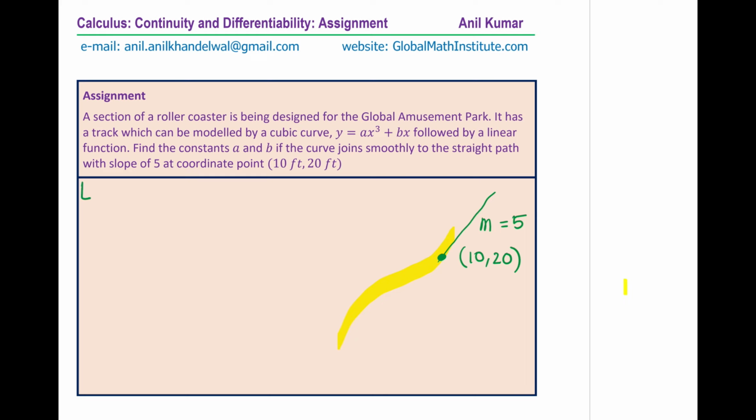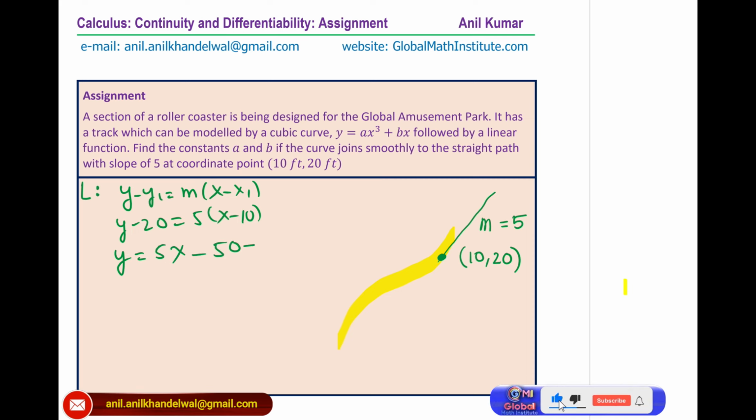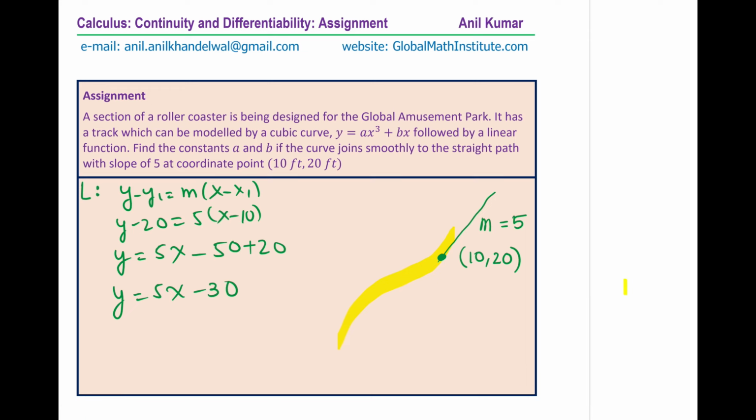So if we have this line, and let's call this as L, since we know the slope, we can say it is y minus y1 equals to m times x minus x1. Y value being 20, so y minus 20 equals to 5 times x minus 10. Let's rearrange. So we get what? We get y equals to 5x minus 50 plus 20, or y is equal to 5x minus 30. So that is the linear function which is there after 10.